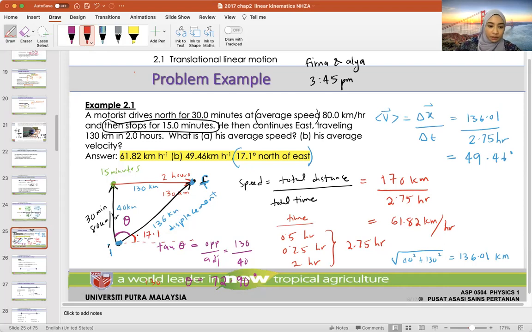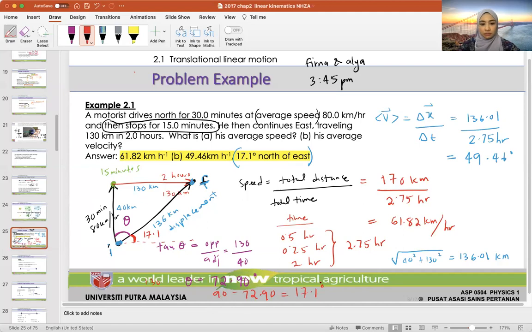But actually, why we want 17.1 is because it refers to the positive x-axis. When we talk about vectors, we always refer back to the positive x-axis. If the angle is above the x-axis, it's positive. If the angle is below, it's negative. Always go back to the positive x-axis. We don't want just any angle, we want the angle with respect to the x-axis. So we get 72.9, 90 minus this, gives 17.1. Okay, thank you for that answer, correct.